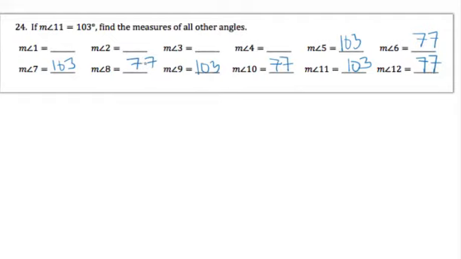8 is corresponding to 4, so 4 is congruent to 8. 4 is vertical to 2, so 2 is congruent to angle 4. And then angle 4 is supplementary to angle 3. And 3 is vertical to angle 1. And we get 103. So there you go. Those are all your angles. Again, it's only 2 options.